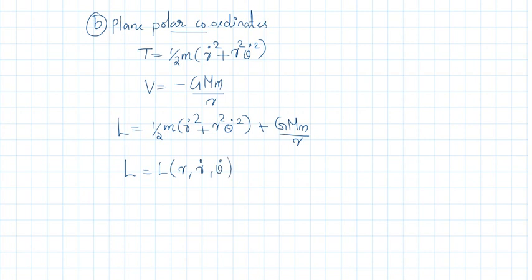There is no theta dependence. Theta is a cyclic coordinate. That is the meaning of cyclic coordinate: the coordinate which is absent in the Lagrangian. There is no theta in the Lagrangian, so it is cyclic.